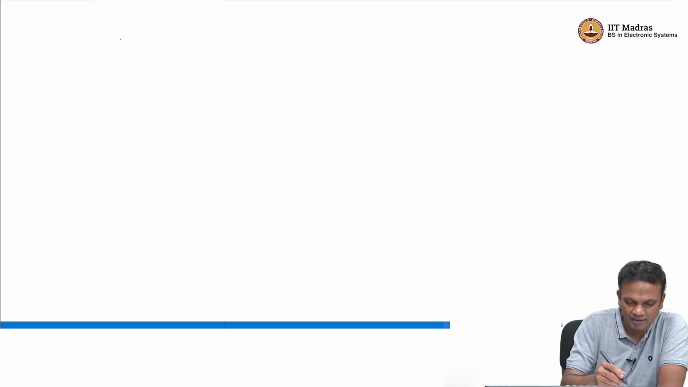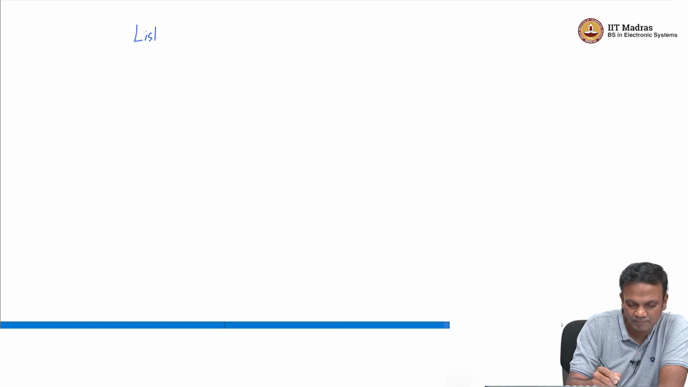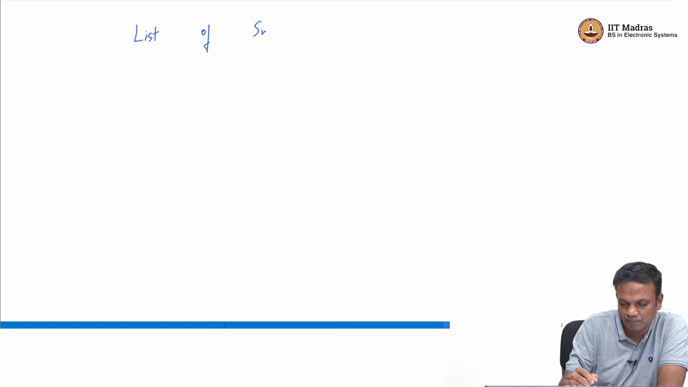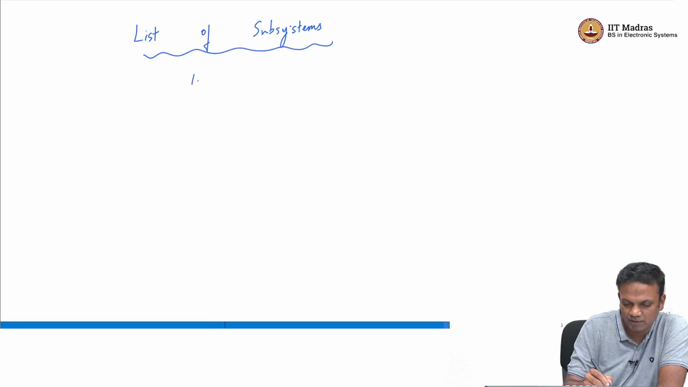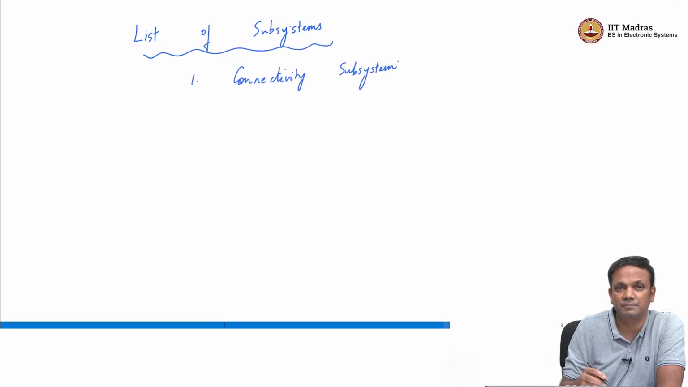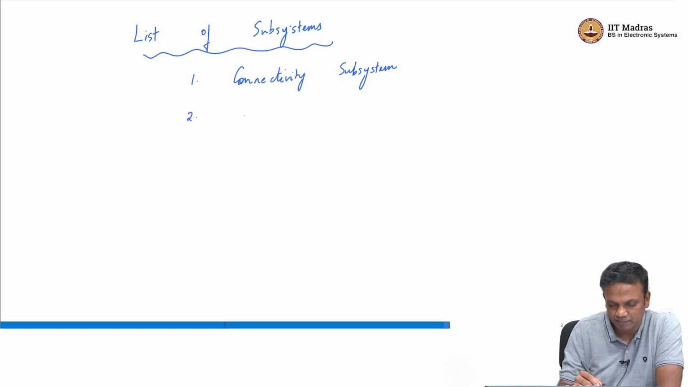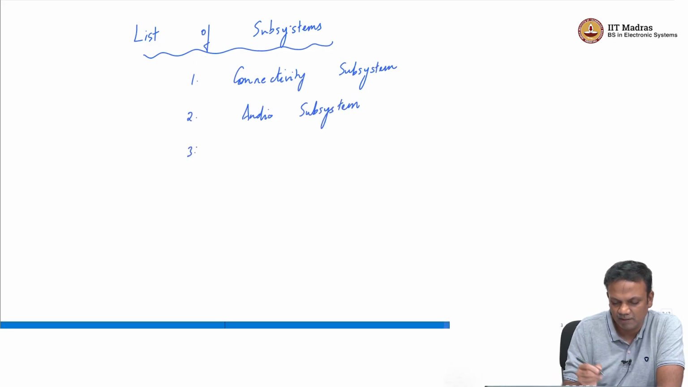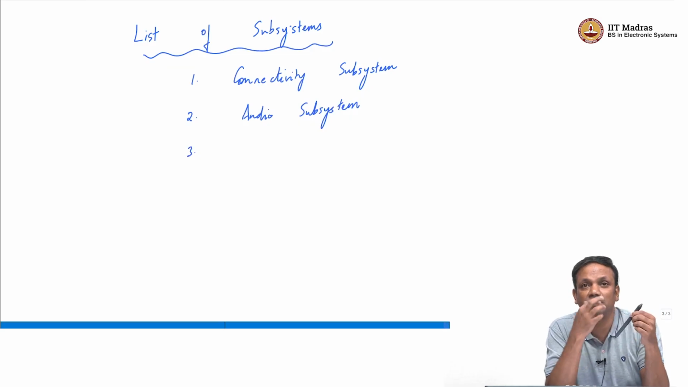So, let us say list of subsystems. So, first one is the connectivity subsystem. The second one is the audio subsystem. What are the other subsystems that have to be there?